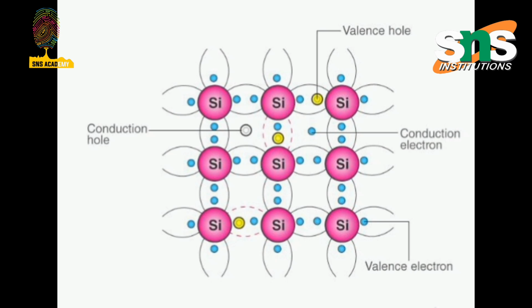They have 5 valence electrons. For example, arsenic As, antimony Sb, and phosphorus P. The second one is trivalent dopants. They have 3 valence electrons in their outermost orbit. For example, indium, boron, and aluminium. On doping silicon or germanium with pentavalent and trivalent doping impurity atoms, we get two entirely different types of semiconductors called N-type and P-type semiconductors respectively.